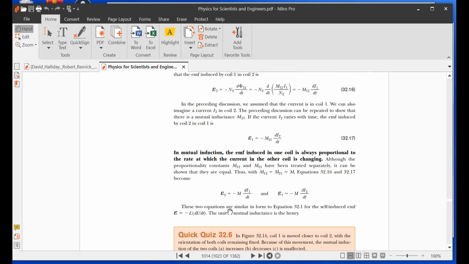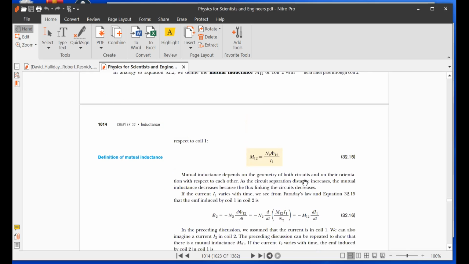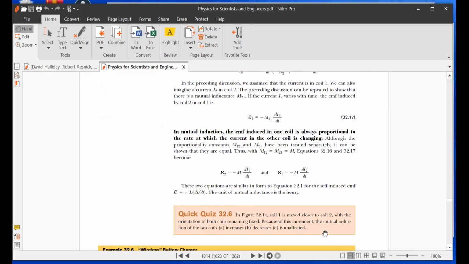And there is a relation between epsilon 2 and epsilon 1. Any question about this mutual inductance? If not, we continue.